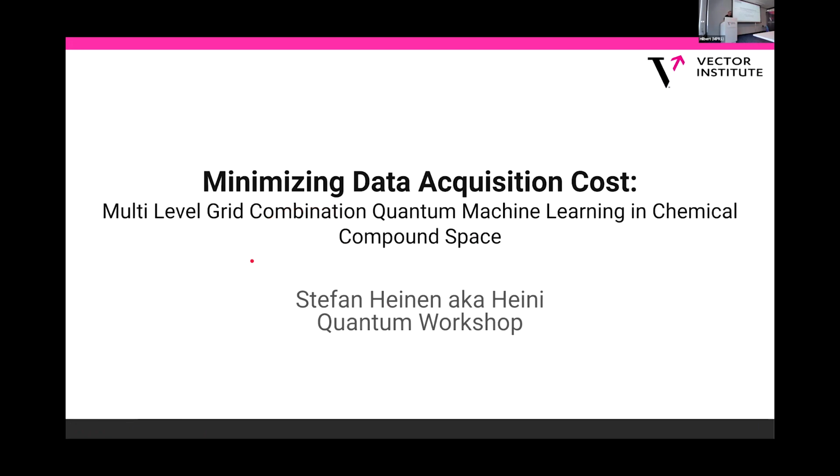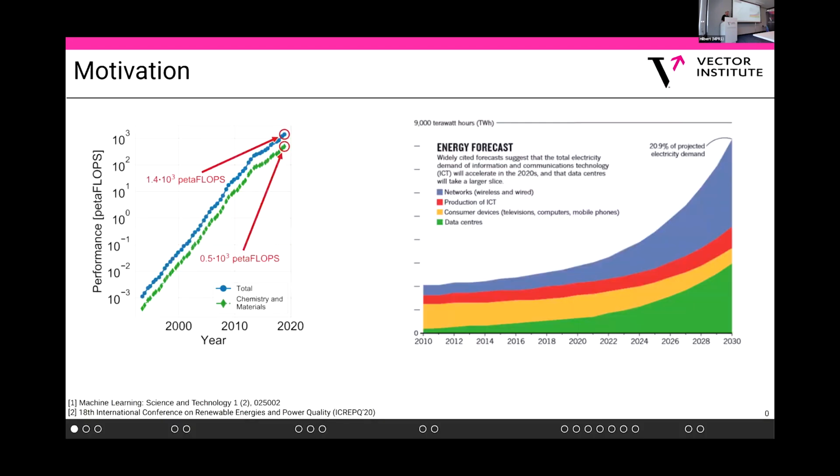Hi, everyone. I'm going to talk about multi-level learning and also minimizing data acquisition costs. So can we reduce the amount of training data in our models but maintain the accuracy, right? We know that for 10 years machine learning in chemistry has worked for applications, but what about efficient machine learning? So why is it important?